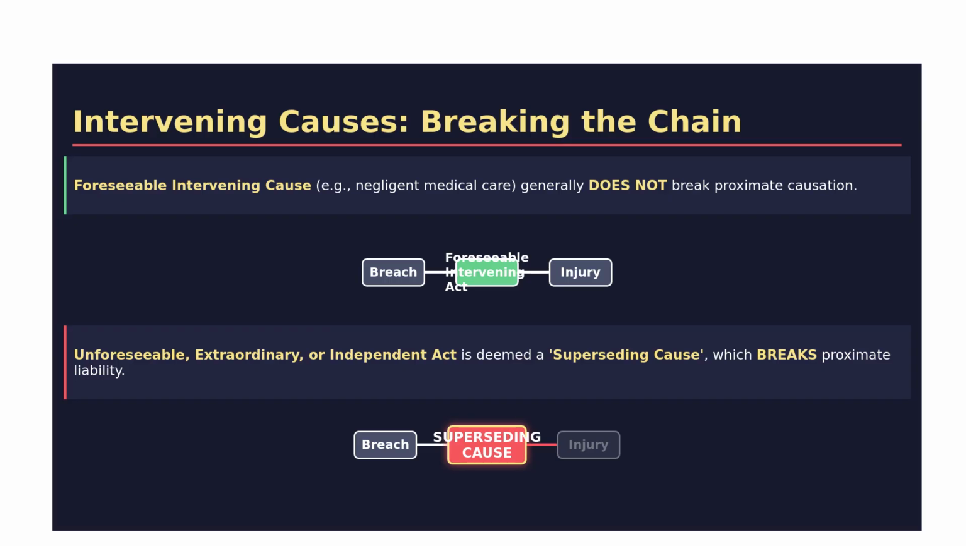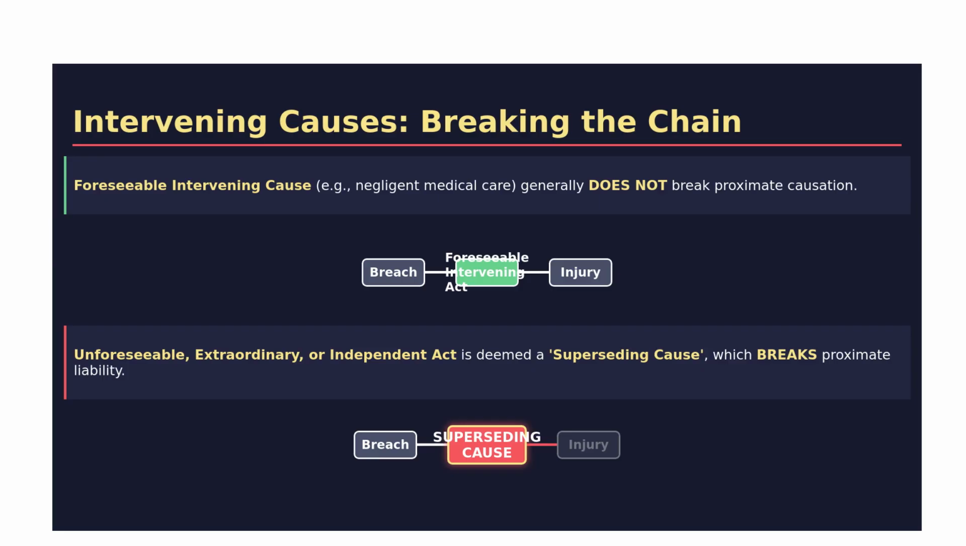Having established that proximate cause limits liability to the foreseeable zone of danger, we must now address what happens when an event occurs after the defendant's breach but before the plaintiff's ultimate injury. These subsequent events are called intervening causes. The crucial analysis here is whether this intervening event was foreseeable.